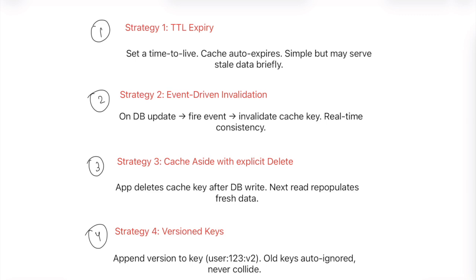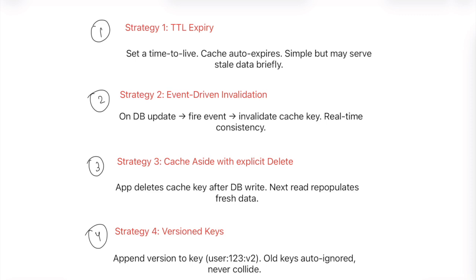Now the first one is the TTL expiry. This one is the simplest approach. You just set a TTL on every cached item. When it expires, the next request fetches fresh data from the database. This is simple and reliable, but your cache may serve stale data right up until expiry. For a user's profile data, maybe that's okay, but for stock prices, it is definitely not okay.